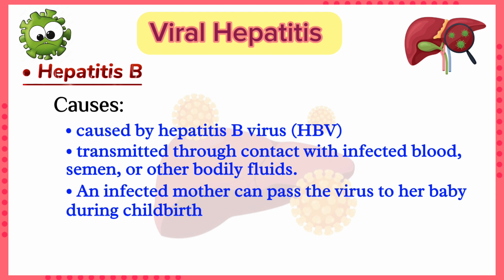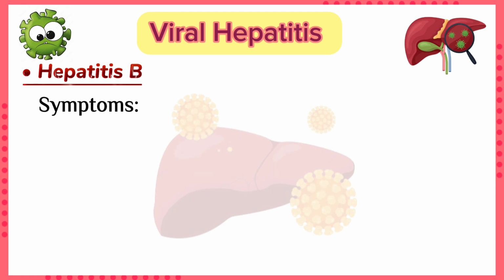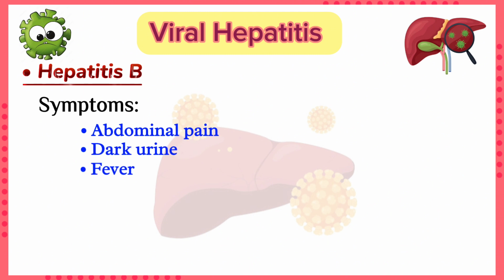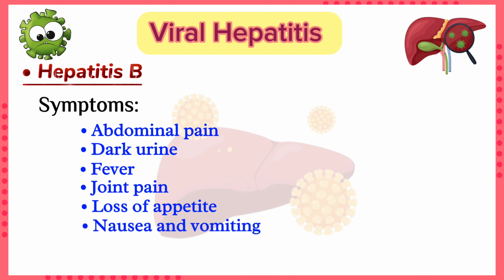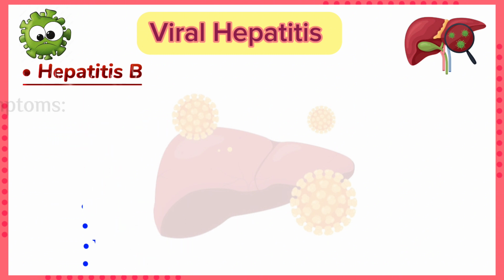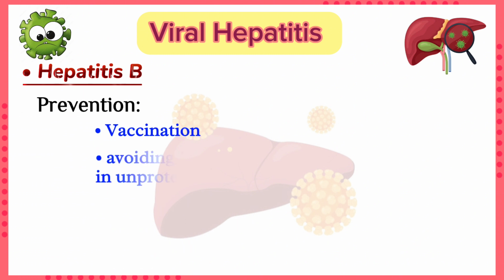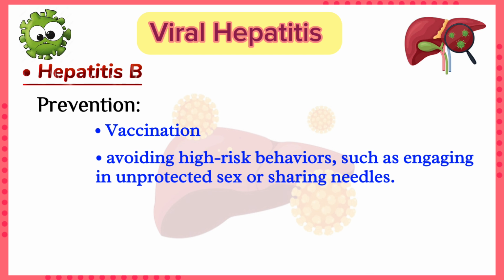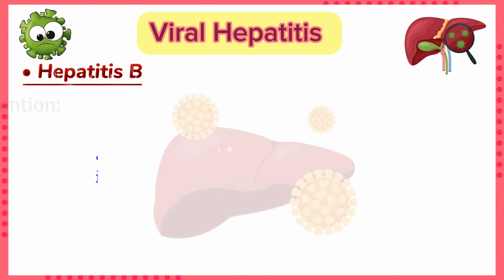cirrhosis or liver cancer. Its symptoms include abdominal pain, dark urine, fever, joint pain, loss of appetite, nausea or vomiting, weakness and fatigue, jaundice. It is prevented through vaccination, and it can also be prevented by avoiding high risk behaviors such as engaging in unprotected sex or sharing needles.